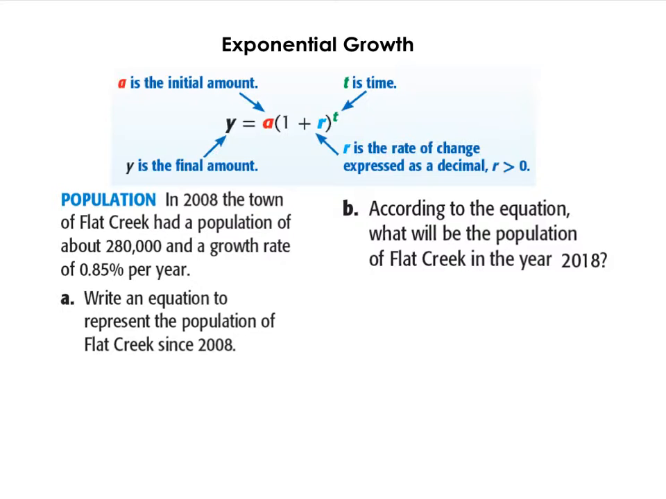In 2008, the town of Flat Creek had a population of about 280,000 and a growth rate of 0.85% per year. Part A, write an equation to represent the population of Flat Creek since 2008.